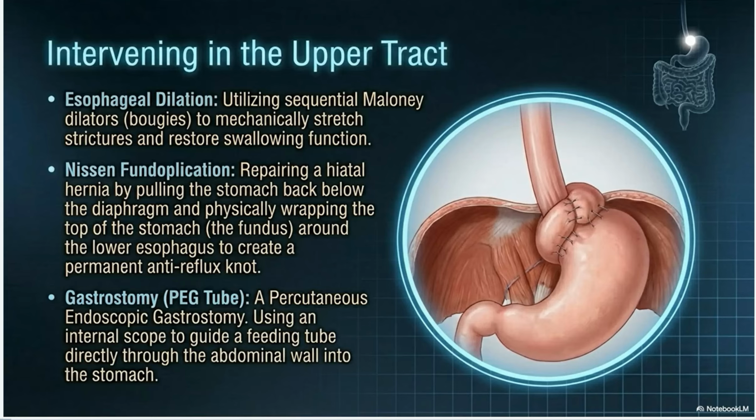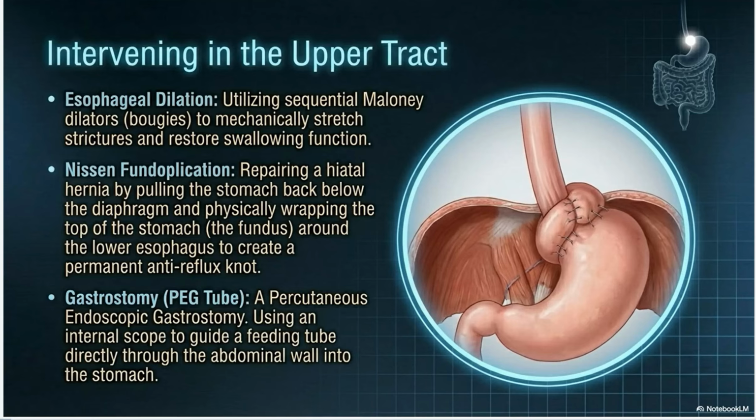through more easily. Another procedure highlighted is Nissen fundoplication, which is commonly used to treat severe gastroesophageal reflux disease, or GERD. In this procedure, the upper portion of the stomach, called the fundus, is wrapped around the lower esophagus. This creates a stronger barrier that prevents stomach acid from flowing back into the esophagus.